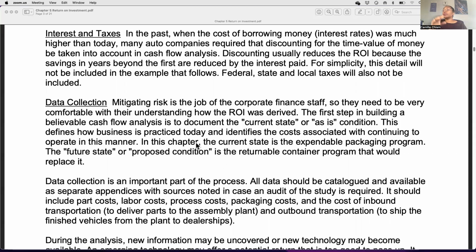Okay, so as we're going through this chapter, the assumption is that this company, whatever companies we're talking about, they're using expendable packaging and they want to justify switching over to returnable packaging. So when you hear them talk about current state, that is what they're currently doing. They're using expendable packaging. And then what they're proposing, for their future state, what they're going to use going forward, and what they are doing their justification on, is returnables.